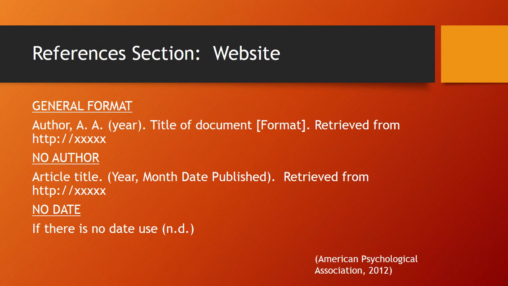Now, if there's no author, I've seen this as well. So that first one comes directly from APA. The second one is another version of a citation where you put article title first, year, month, and date published, and then "Retrieved from" the website. If you don't have a date, then you use N period D period.